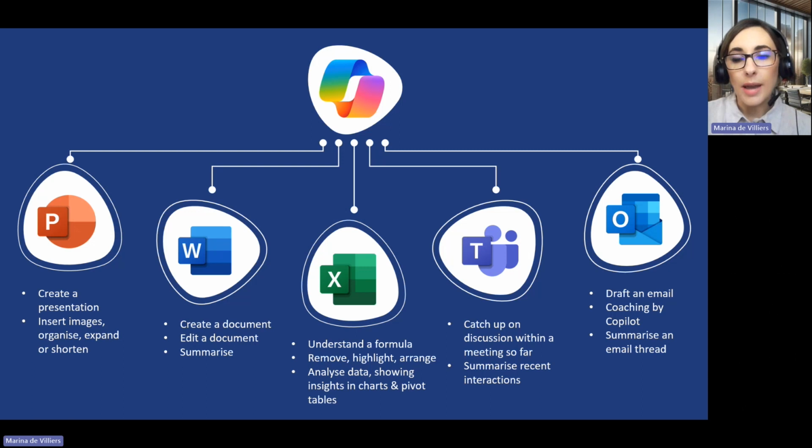Looking at some application-specific prompts, in PowerPoint, you are able to create a presentation in a heartbeat, create images, organize your slides, and expand or shorten some of the content within your presentation. In Word, you are able to create a document in a flash, edit a document, and summarize lengthy documents. In Excel, Copilot can help you understand a formula, remove, highlight, or arrange some of the data, and also analyze data.